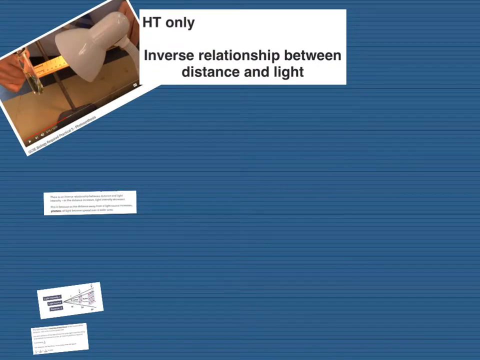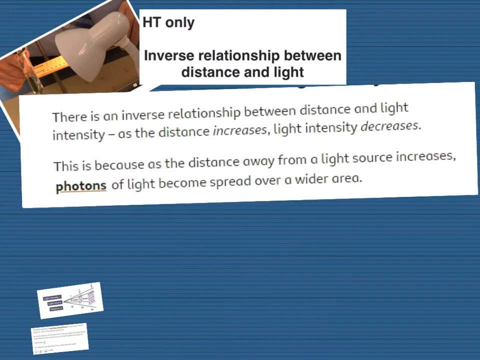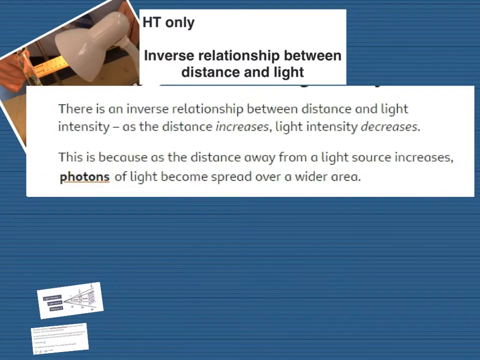This next section is for higher tier only, and it's looking at the inverse relationship between distance and light. So as it says here, there is an inverse relationship between distance and light intensity. So as the distance increases, light intensity will decrease, but we need to understand by how much. And this is related to the distance away from a light source increasing because photons of light become spread over a wider area.